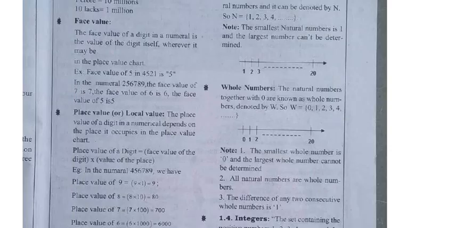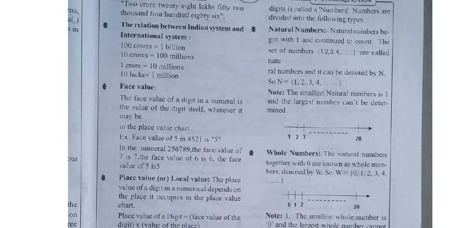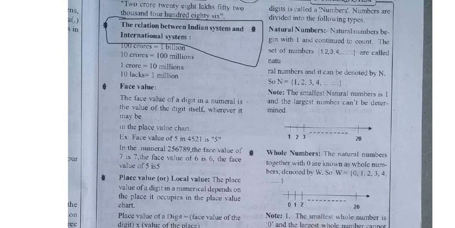Here see guys, these are some important points. After completion of class, take your books and try to note it down in your IIT notebook. The relation between the Indian system and the international system is very important. In the previous video I said, from the beginning to the end, up to billion also, the relation: in the Indian system 100 crores is 1 billion, 10 crores is 100 millions, 1 crore is 10 millions, 10 lakhs is 1 million.